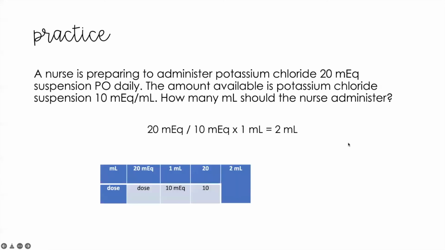If you want to work dimensional analysis, again, what you're solving for is milliliters per dose. 20 milliequivalents per dose is our order. What we have on hand is 1 milliliter for every 10 milliequivalents. When we do that multiplication, we get 20 divided by 10, which gives us our 2 milliliters.